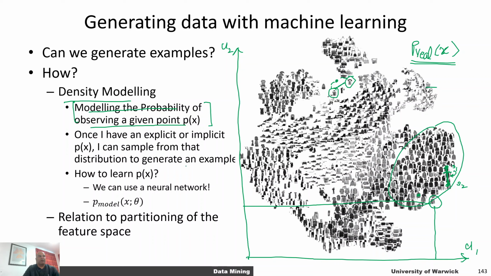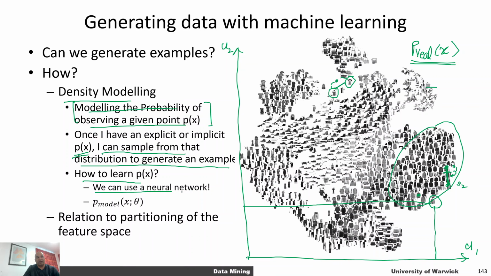Okay. Once I have an explicit or implicit probability distribution model, so we have a real world distribution, and what we want to do is to use samples that are given to us to learn a model of that distribution, either an explicit model or an implicit model. In an explicit model, we have parameters that can control different factors involved in that distribution, whereas in an implicit one, we simply have a process that generates examples that follow the same distribution as the real world distribution. So once I have an explicit or implicit distribution p of x, I can sample from the distribution to generate an example. The goal is how to learn p of x.